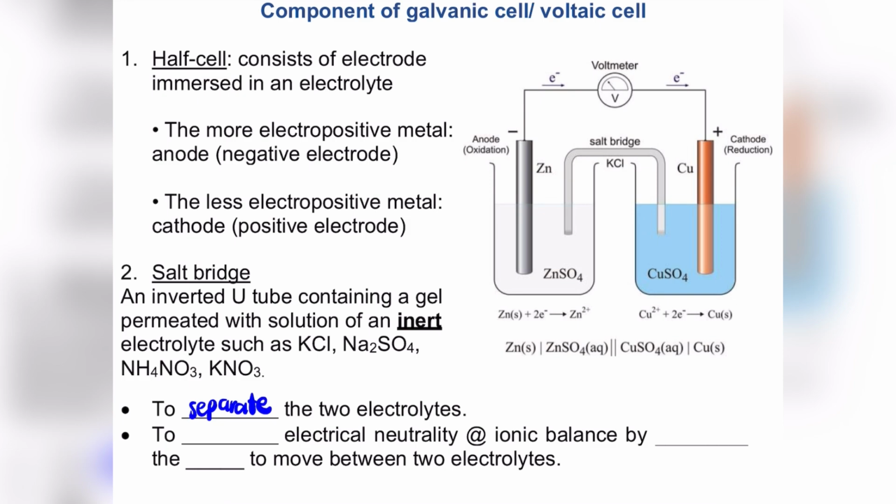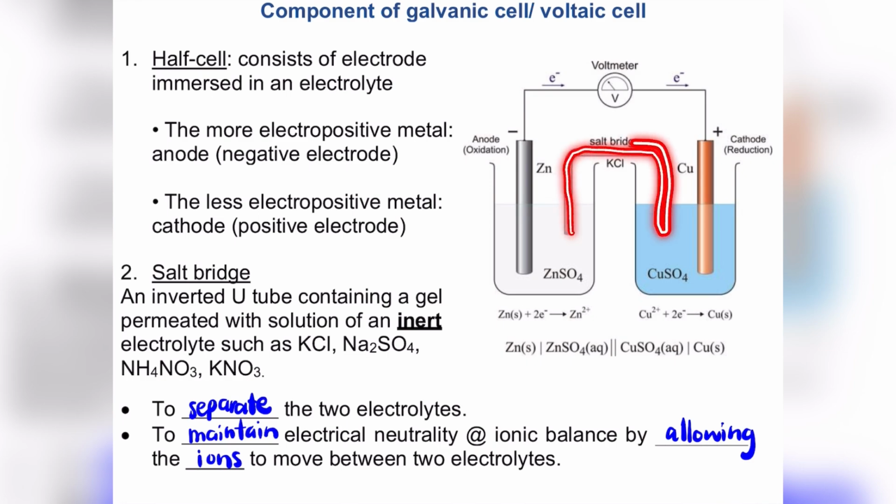So the function of our salt bridge is to separate the two electrolytes. And then the second function is to maintain the electrical neutrality or ionic balance by allowing the ions to move between the two electrolytes. So you can see the ions we are talking about here are based on what you have in the electrolyte, either positive or negative ions.